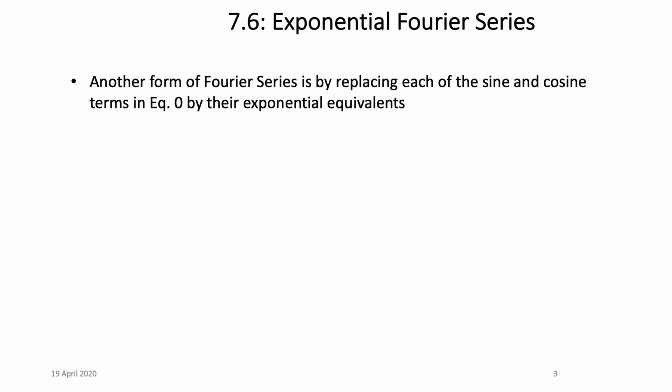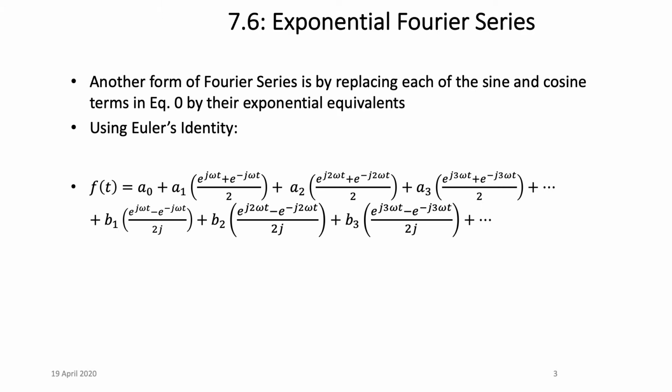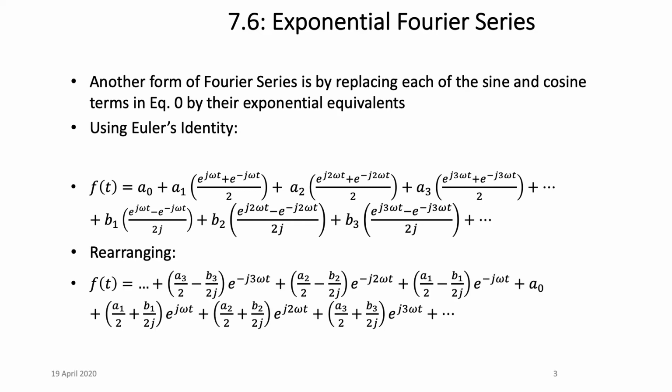Besides the trigonometric Fourier series, another form of Fourier series is obtained by replacing each of the sine and cosine terms in equation 0 by their exponential equivalents using Euler's identity, where we have the equation below. If we rearrange, we will have the equation as given in the slide.